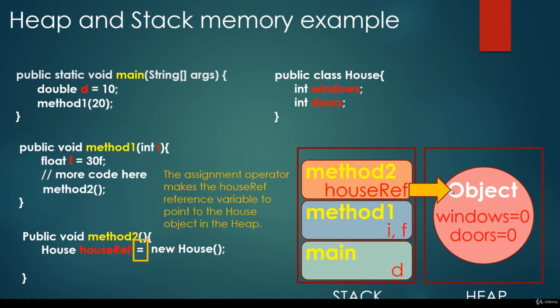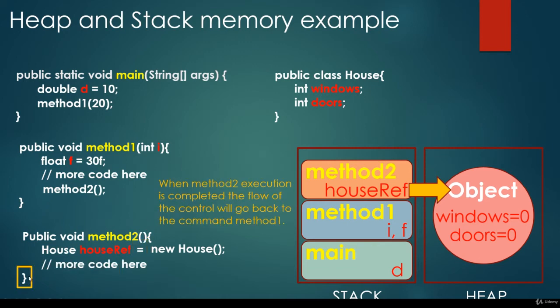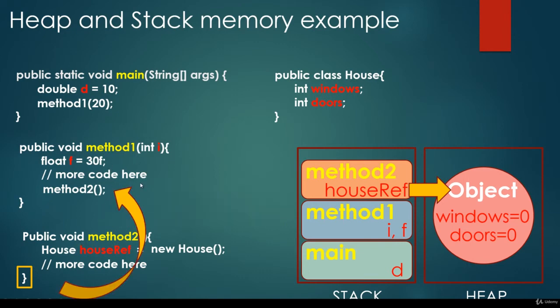Okay, so there's the reference from the house ref present on the stack to an object present on the heap memory. So what's going to happen when we finish with method 2? When method 2 execution is completed, the flow of the control will go back to the caller method, method 1, because method 1 called method 2. That's why Java is going to consider method 1 again. Okay, so this is what's happening here.